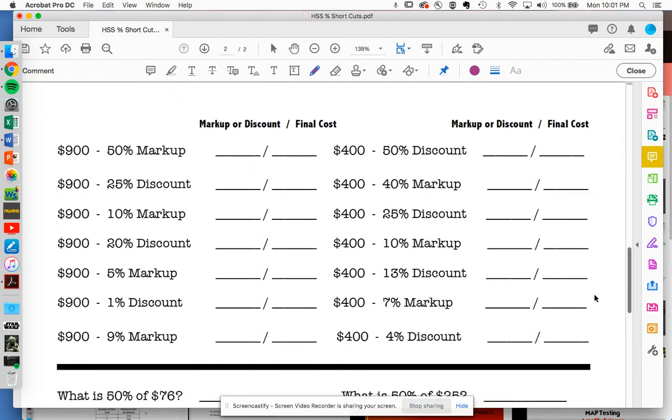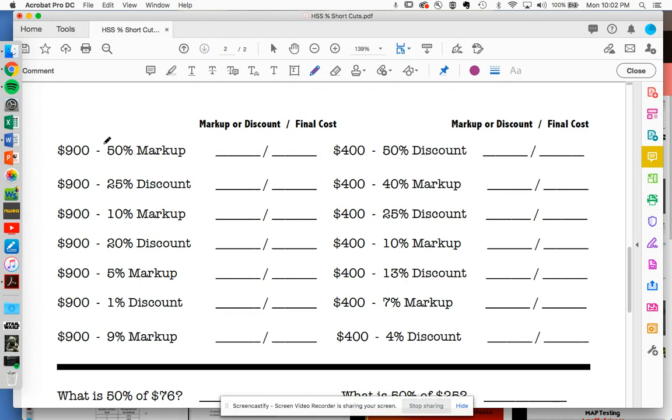All right. Now to the back side. We're moving on to some variety of problems. Notice I don't have the 100% anymore, but we do have some of the simple ones that you can do. Let's say you want to buy something that's $900 and they're advertising, they're marking it up. For some reason, they might have bought it and they're trying to sell it for a profit. So there's a 50% markup.